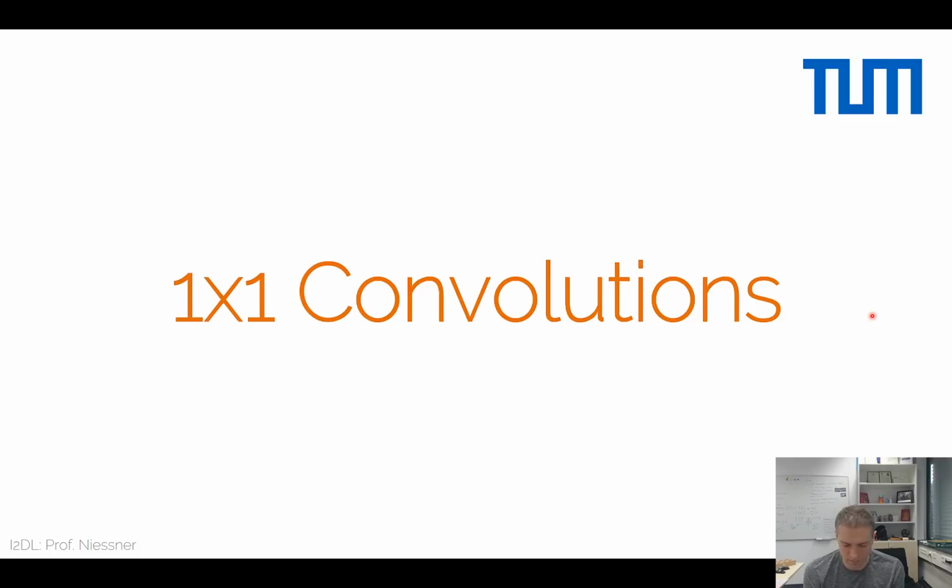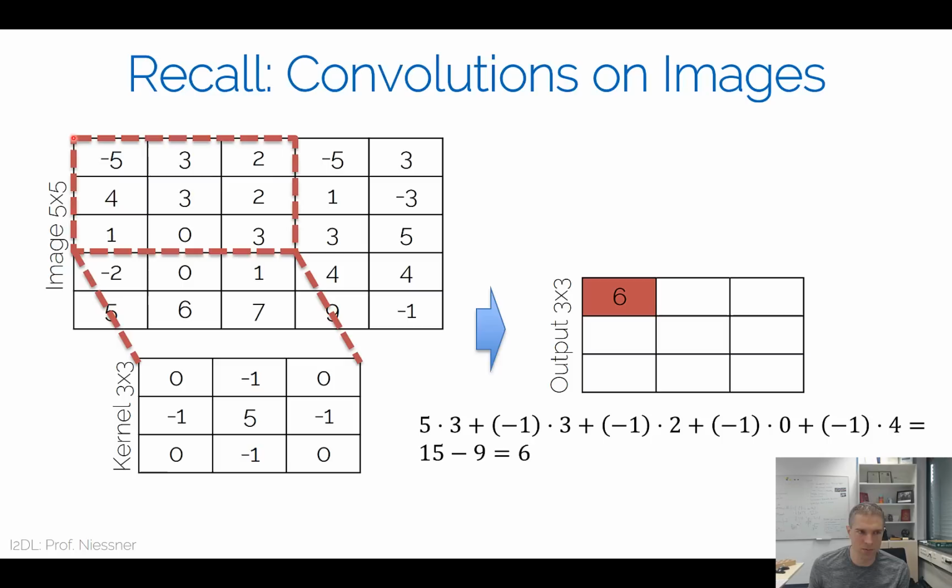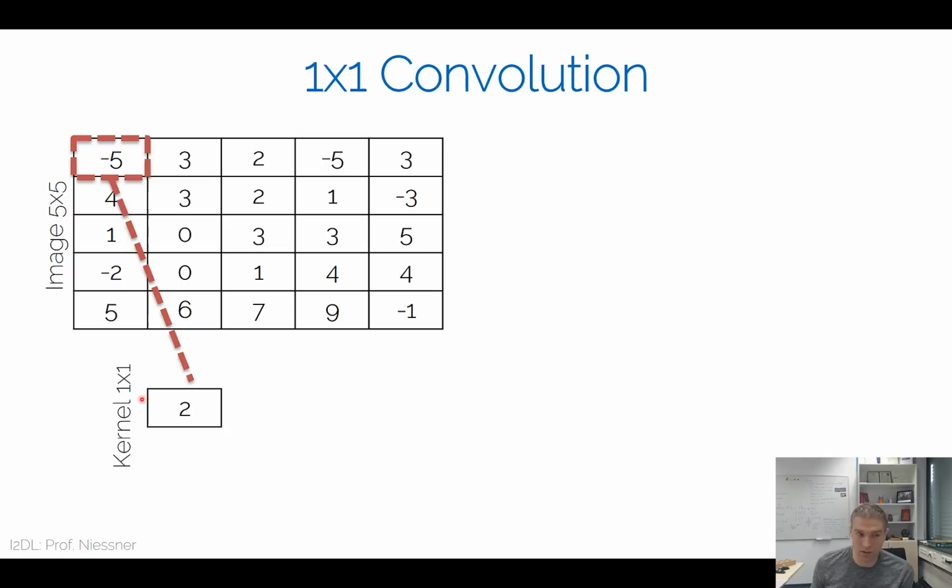Well, yeah, you're right. If you're doing this on an image, you see that a 3x3 kernel runs about an area and gives you a value for this area. And you're then doing it for the next area and get another value and so on. Now, a 1x1 convolution just runs on one location. Let's say the kernel is just 2. It's just multiplying minus 5 times 2. Then it's going to be 3 times 2, 2 times 2, minus 5 times 2, and so on, right?